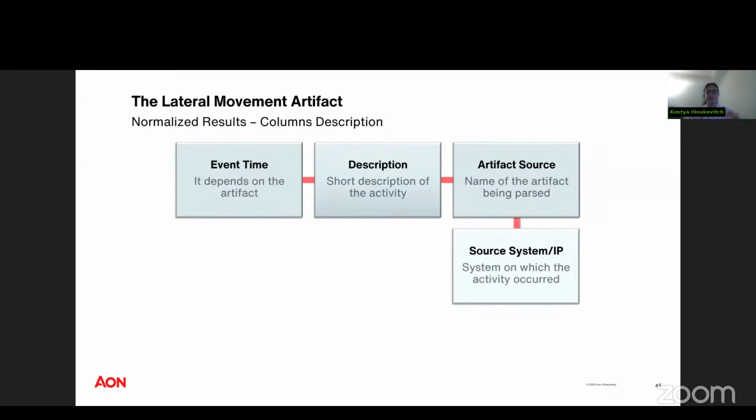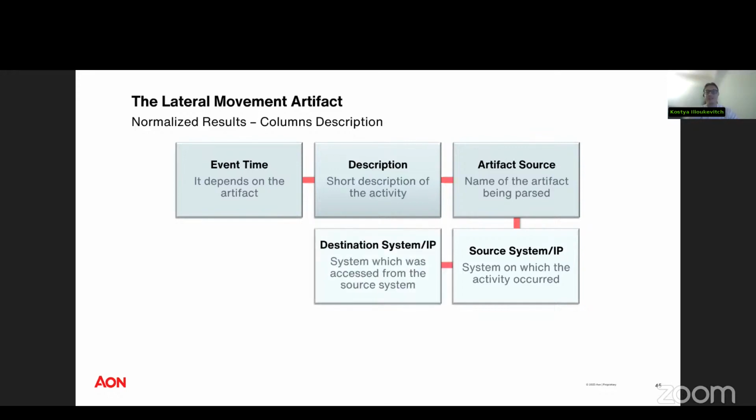Then we have the source system. So this would be a host name if it is available in the data itself, or a source IP alternatively, or both. If they're both available, that would be great. But sometimes we don't really have that information. And likewise for the destination system, we have the destination system host name if it's available, or the IP if it is available. We would love to have both, but that's not always an option.